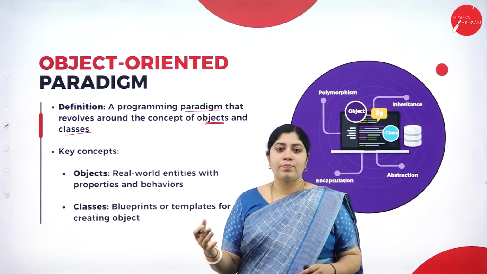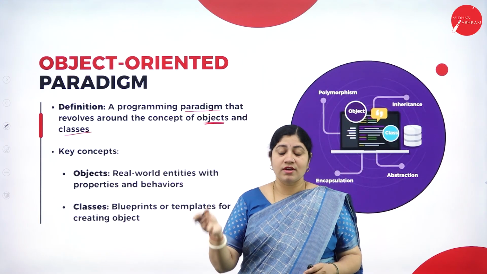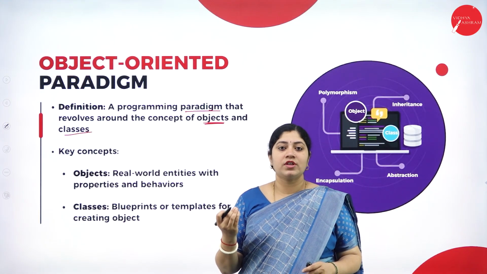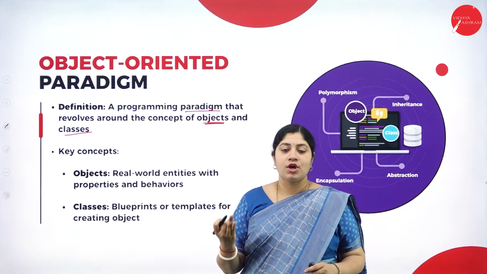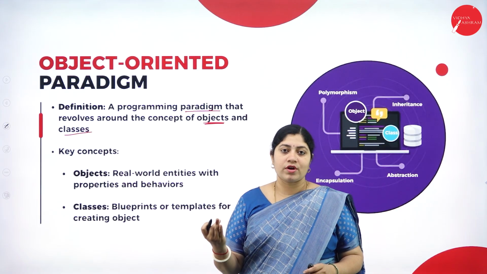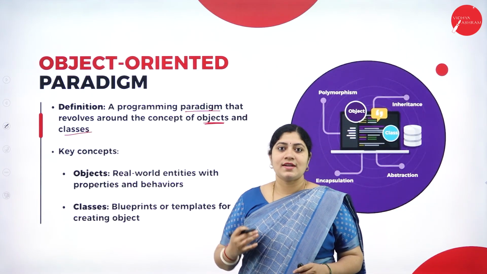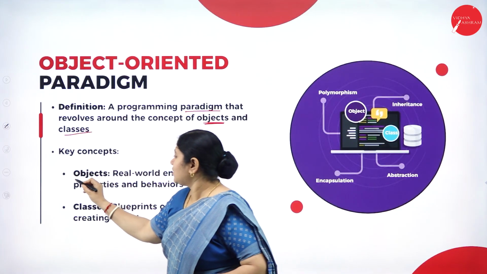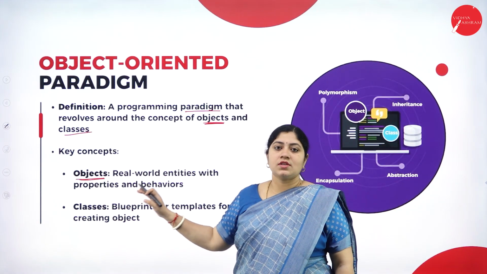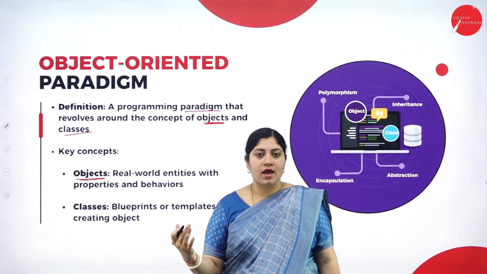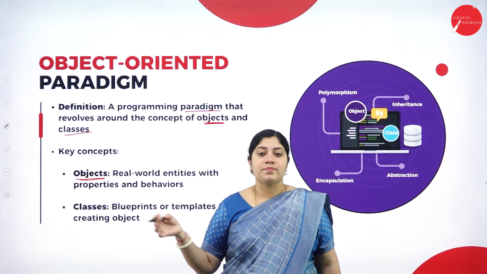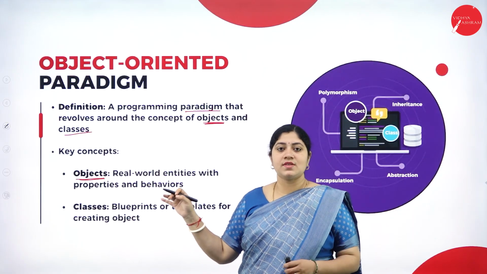Whenever we say the OOP concept, the first primary thing we have to understand is that it always revolves around objects as well as classes. So these two are very important topics. Now let's understand what an object is and what a class is. Objects are real world entities that have a complete behavior as well as various properties. All right, now let's see what a class is.